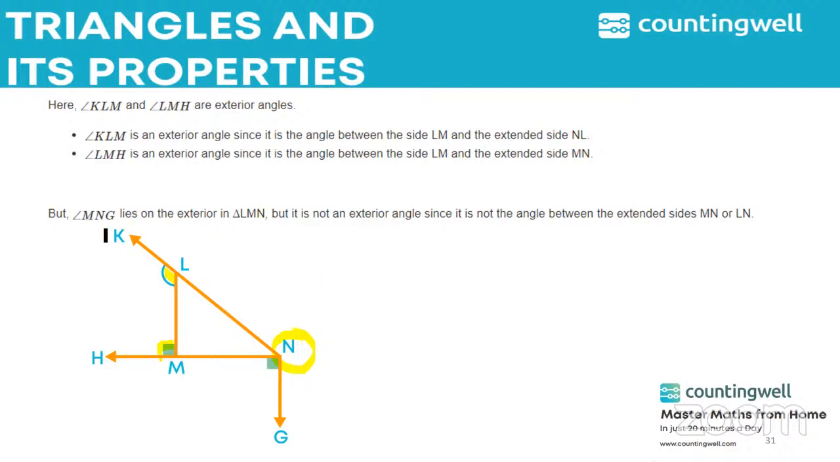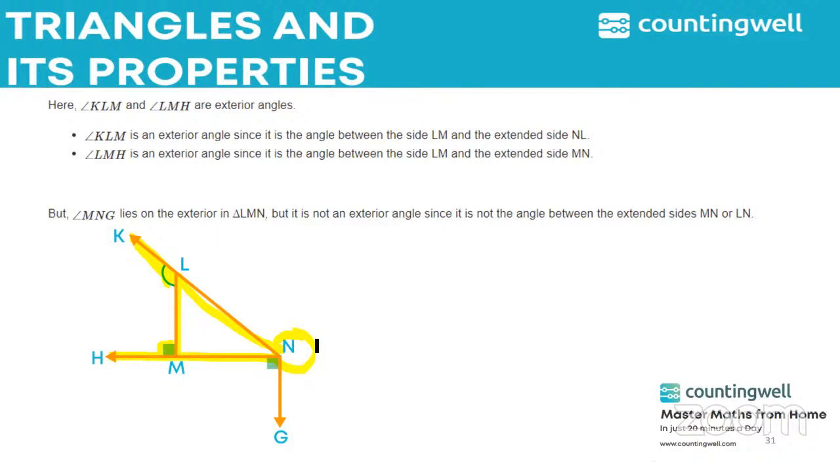Why so? Note that KLM is the exterior angle formed between the side LM, which is one side of the triangle, and the extended side NL. So the NL side is extended and the angle is formed between the extended side and the adjacent side. Again, LMH is an exterior angle because it is formed by the extension of the side NM and this adjacent side LM.